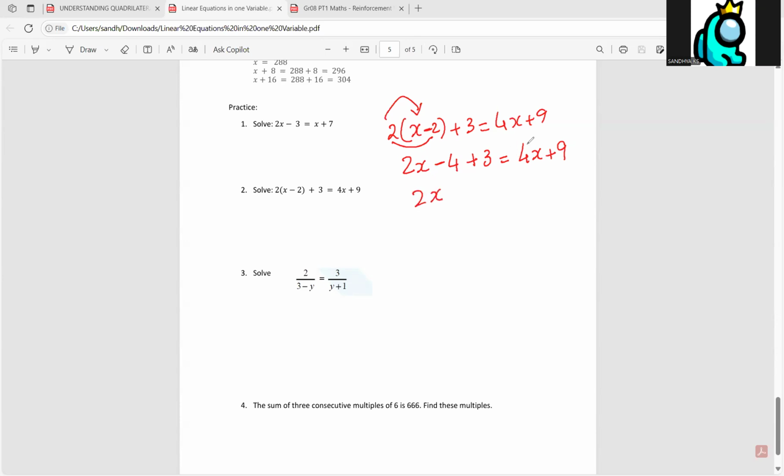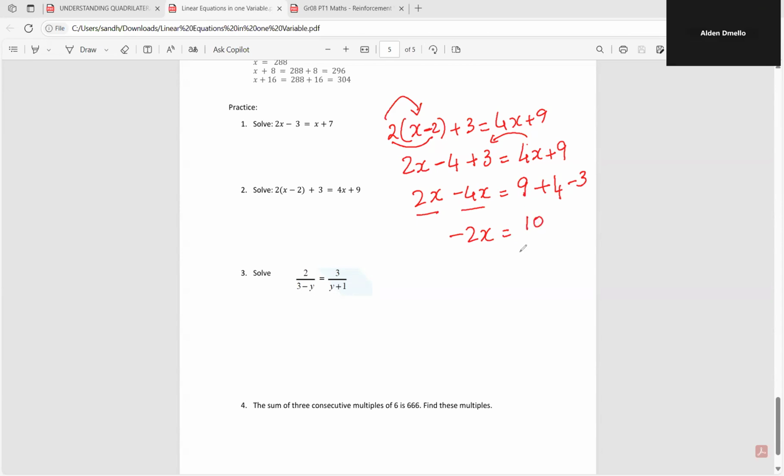So 2x and plus 4x goes to the other side. It will become minus 4x. 9 is in its place, and minus 4 plus 3. If you want, you can do one more step, or you can take it to the other side directly also. So minus 4 goes to the other side, it will become plus 4, and 3 goes to the other side, it will become minus 3. 2x minus 4x equal to minus 2x, and 4 minus 3, 1, plus 9 equal to 10. So x is equal to 10 divided by minus 2 equal to minus 5.